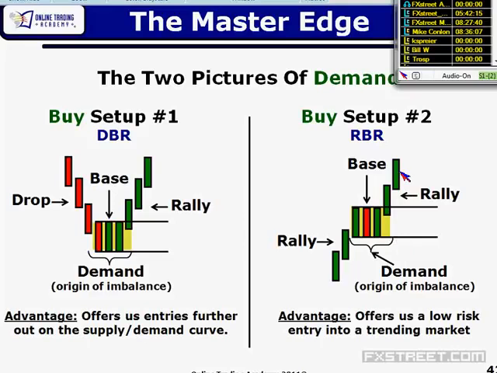The rally-base-rally, the advantage here is this is typically what you're going to be buying against in an uptrend. Make sense? In strong uptrends, you're not going to pull back to this one, but you will pull back to this. Major trend changes on larger time frames are going to happen against the one on the left, not the one on the right.